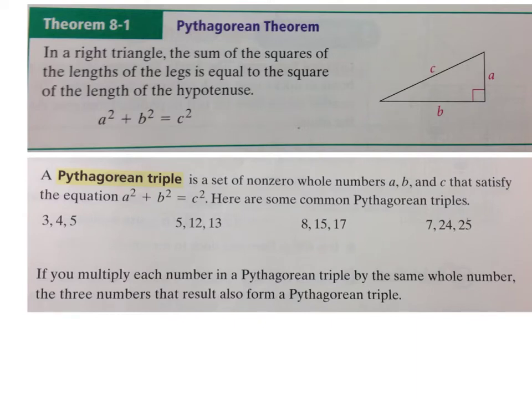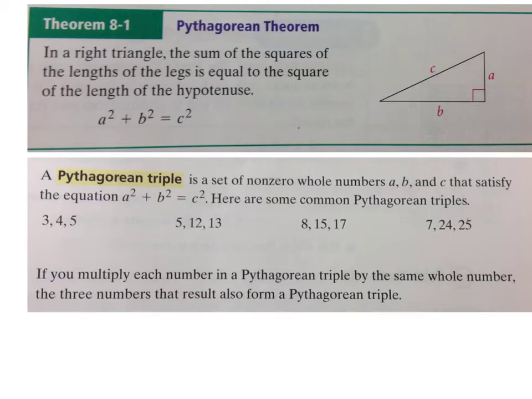A Pythagorean triple is not only when you have a squared plus b squared equaling c squared, but when a, b, and c are all whole numbers, such as 3 squared plus 4 squared equals 5 squared. That's a Pythagorean triple. 5 squared plus 12 squared equals 13 squared. Pythagorean triple. 8, 15, 17, 7, 24, 25, etc.